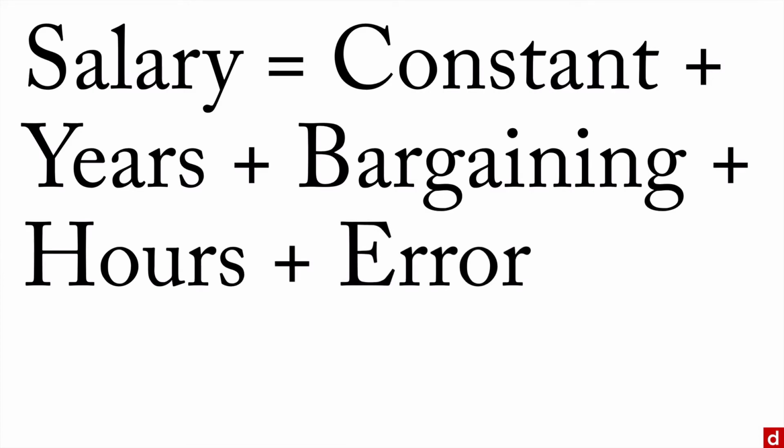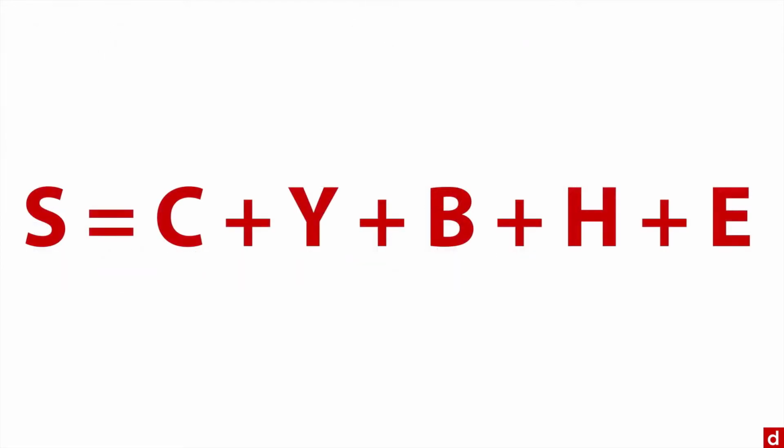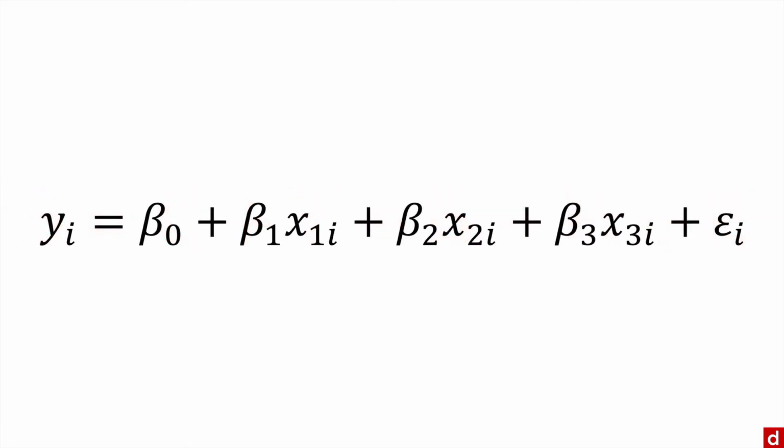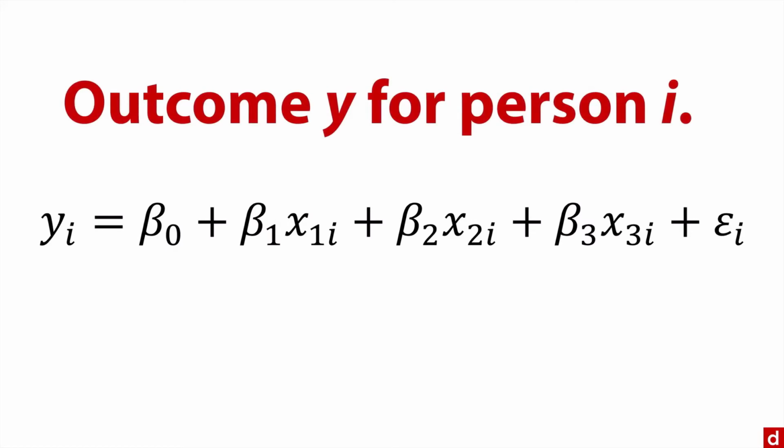Now, if you want to abbreviate this, you can write it kind of like this: S equals C plus Y plus B plus H plus E. Although it's more common to write it symbolically like this. And let's go through this equation very quickly. The first thing we have is outcome. We call that Y, the variable Y, for person I.